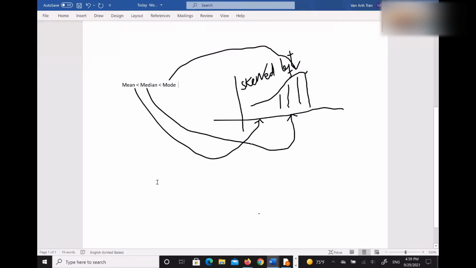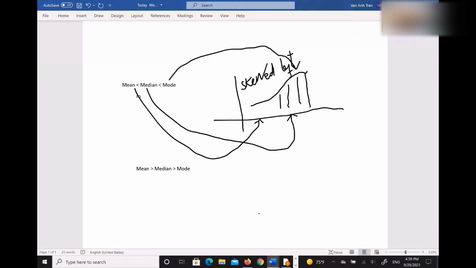So you have the mean. The mean is greater than the median and it's greater than the mode, right? But in this case, make sure that you pay attention to the order. Okay, you can rewrite them as what?